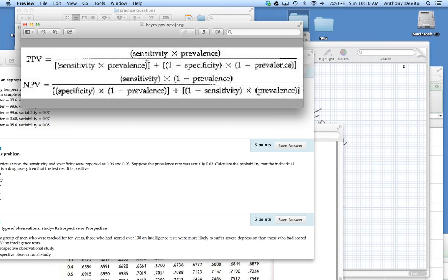And if you want to use this formula, you've got to know the sensitivity, the prevalence, and the specificity. That's it. Otherwise, it's just a math problem. Here's what you need for the positive predictive value. Here's what you need for the negative predictive value. You can Google a Bayes formula for predictive value, and you'll find images of this and so on. I'm not going to leave this up here too long. I'm going to put this up afterwards so you can scrub to it if you need it. But you can actually apply this formula.